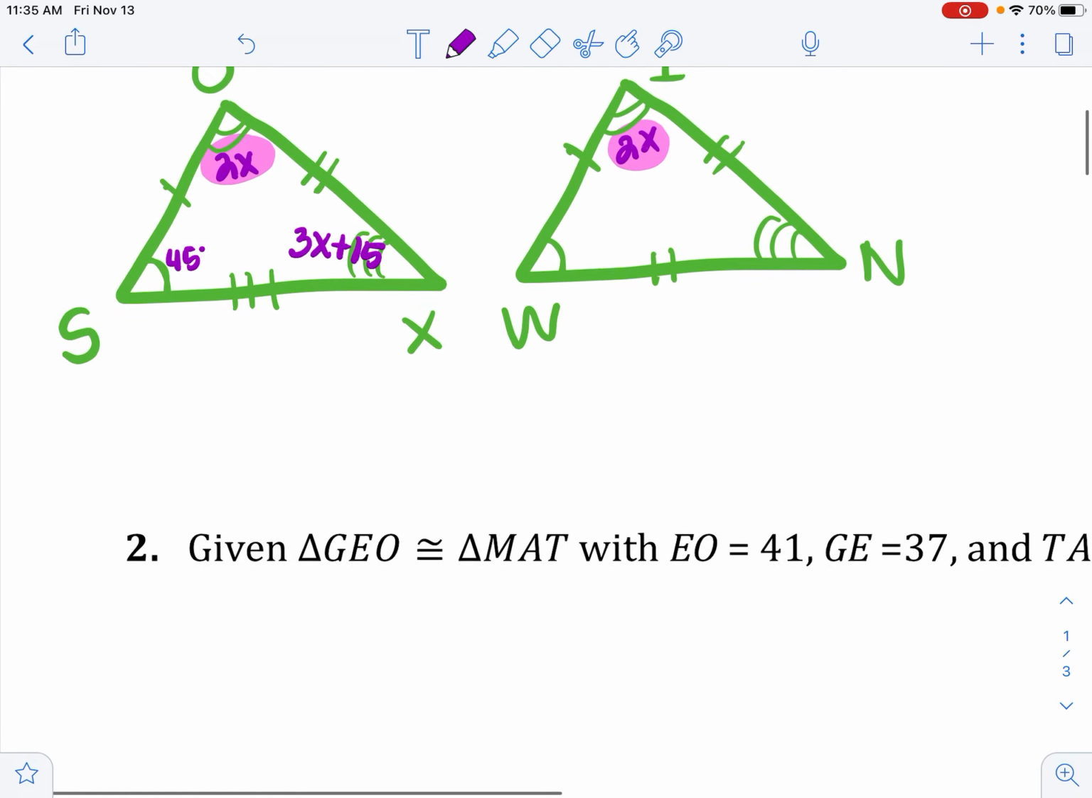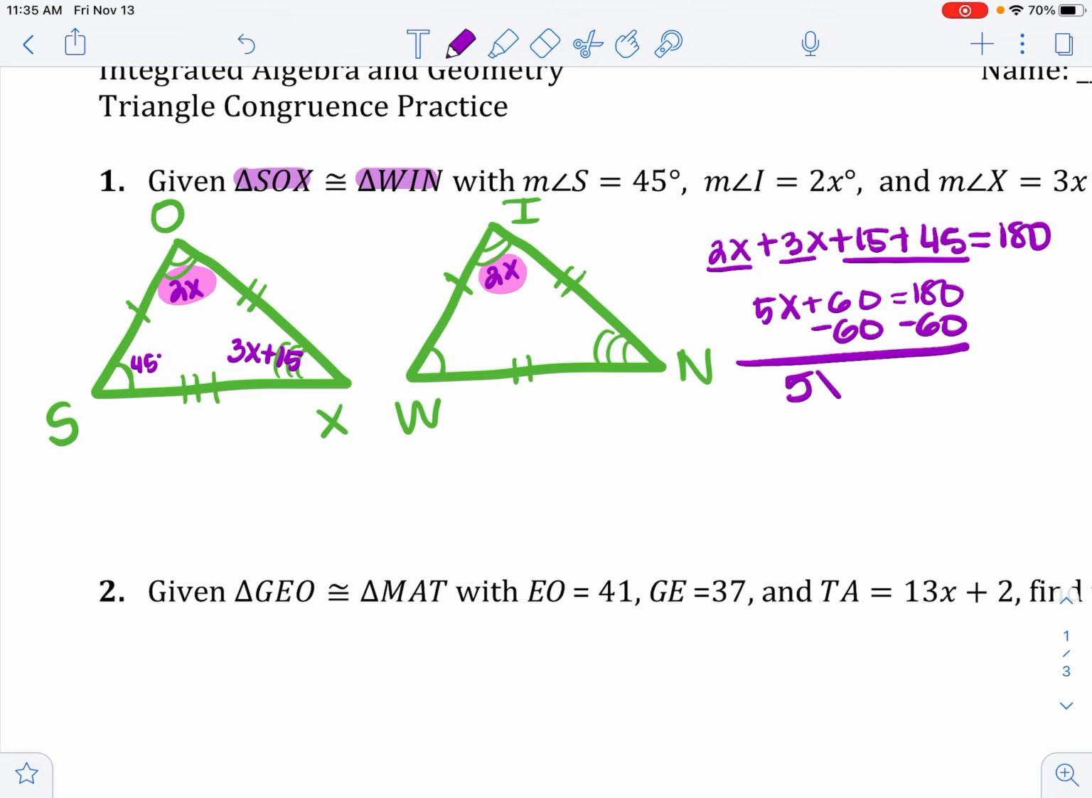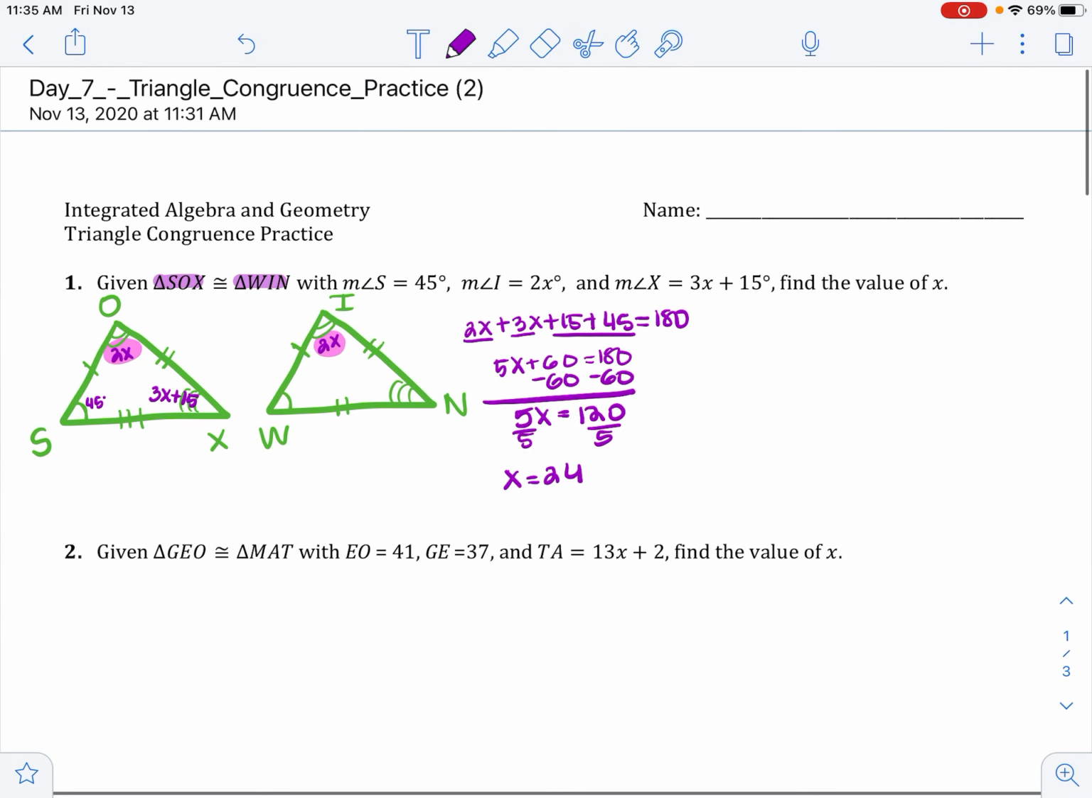Now I have all three angles in the triangle, so I can add them all up, set it equal to 180. I have 2x plus 3x plus 15 plus 45 equals 180. Combine like terms. 2x plus 3x is 5x. 15 and 45 is 60, equals 180. Subtract 60 from both sides. I have 5x is equal to 120. And then divide both sides by 5. And I get x is 24. Let's see what this problem asked me for. Find the value of x. So this one's done.